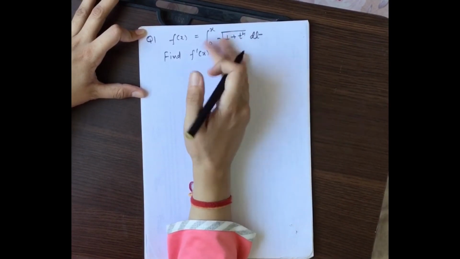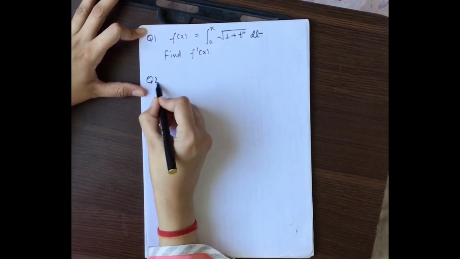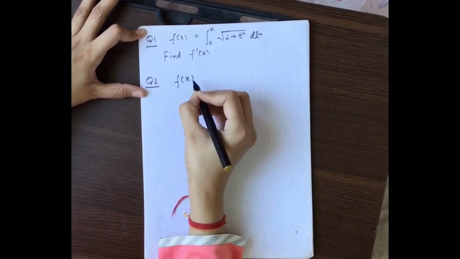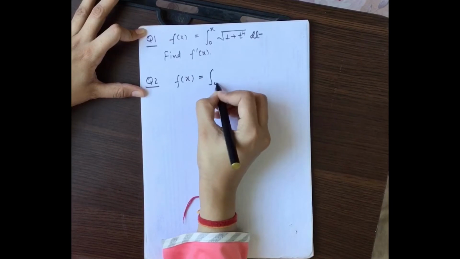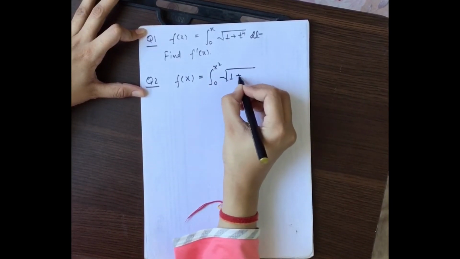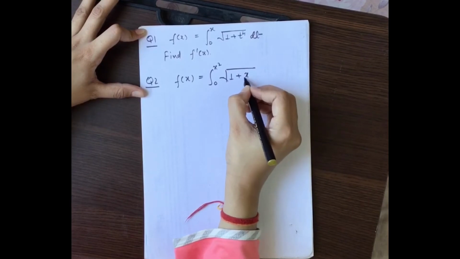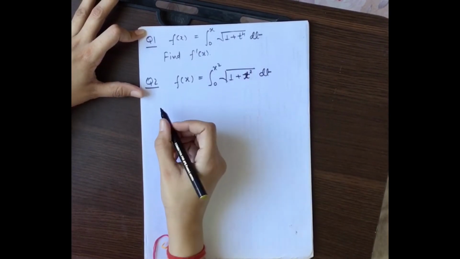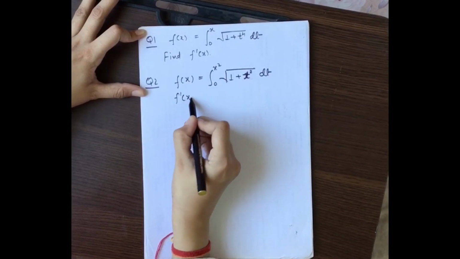Okay, and let's see another question. So these questions you have to do, right? The second question is the integral from 0 to x square of 1 plus t square dt, and here also we have to find f dash x.